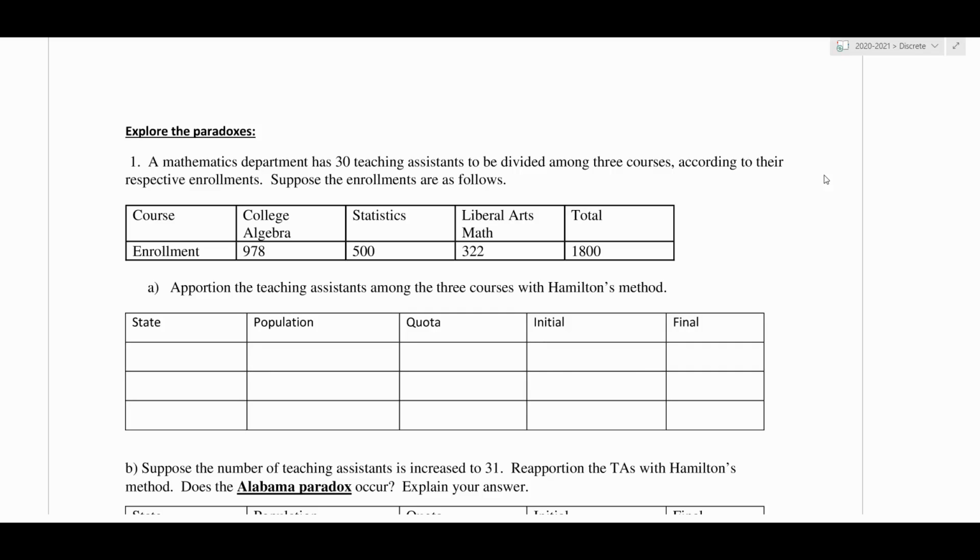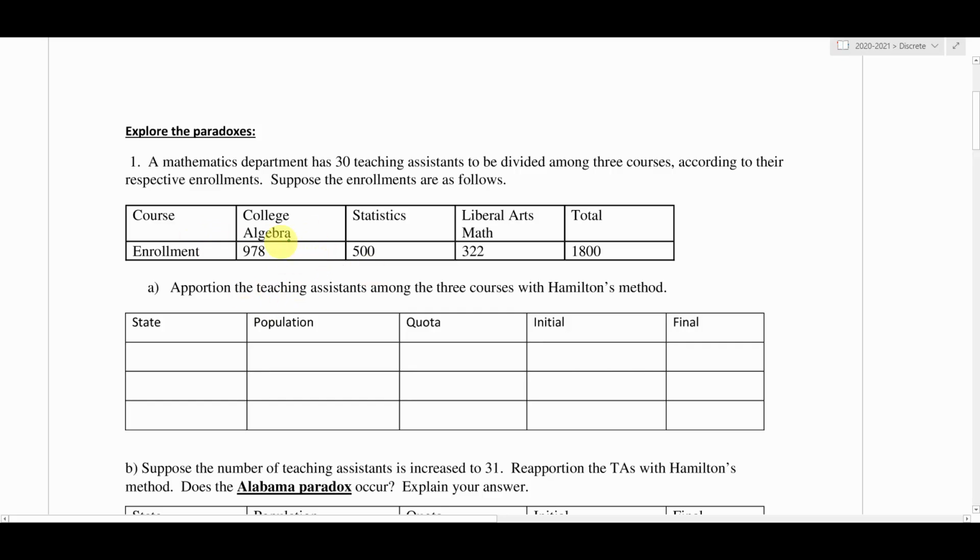Hello everyone, welcome back. Today we're going to be exploring the paradoxes that occur with using Hamilton's method. We're going to look at those in detail today, and I try to come up with some easy to follow examples that demonstrate the three different paradoxes mentioned in the notes. So we're going to start off right away with what's called the Alabama paradox.